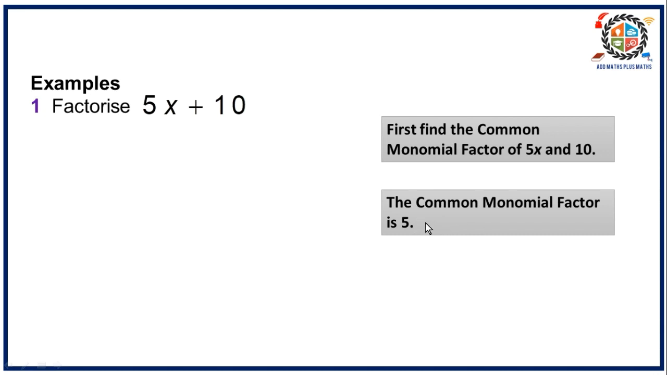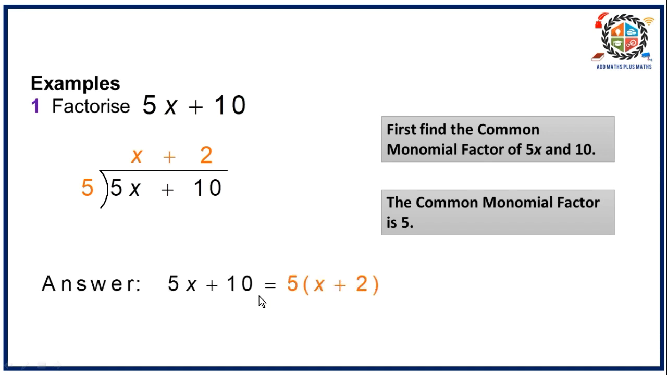Let's try to divide. If I divide 5 to 5x plus 10, I'll come up with 5x divided by 5 is x. 10 divided by 5 is 2. So I'll come up with x plus 2 over here. This x plus 2 needs to be written inside the bracket, and 5 needs to be written outside of the bracket. So 5x plus 10 is equivalent to 5 times x plus 2. So the factors of 5x plus 10 are 5 and x plus 2. So that is factorizing.